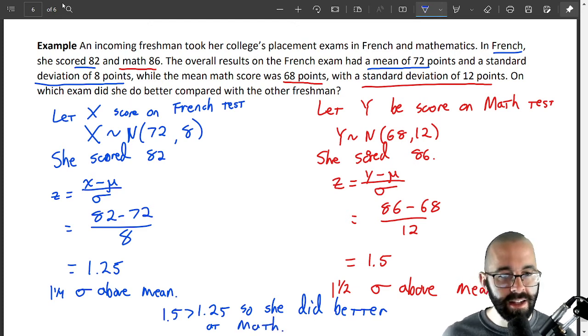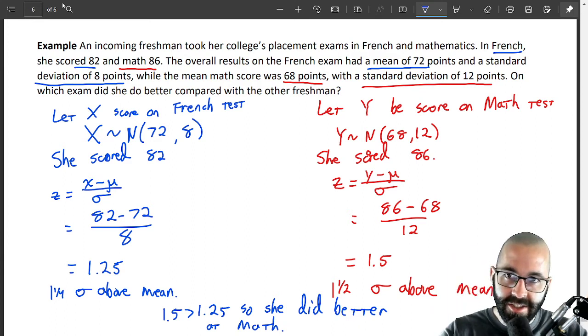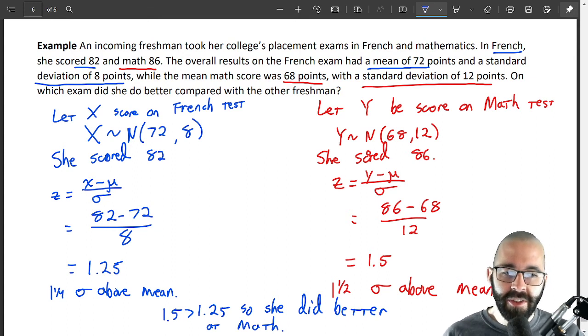And that's how you calculate it. That's how you explain it. That's how you get the answer. And that is how you finish this unit. All right. Let me know if you have any questions.